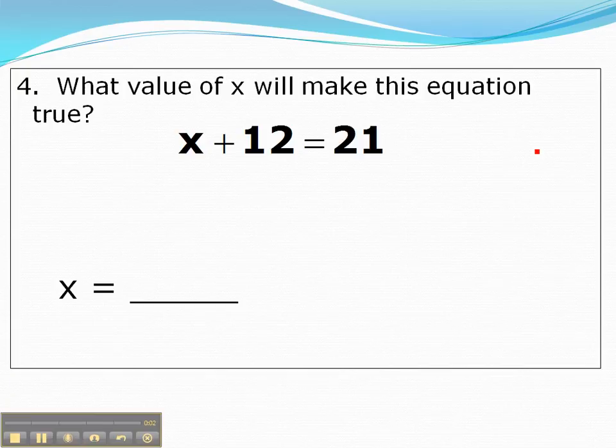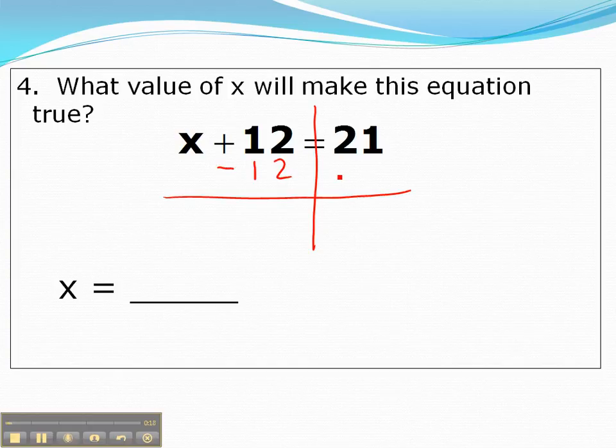Problem 4, what value of x will make this equation true? So we solve it by showing two sides of the equation. We want to isolate x on the left side to find out what it's equal to. Right now we're adding 12 to x, so we can undo that with the inverse operation, which is subtraction.